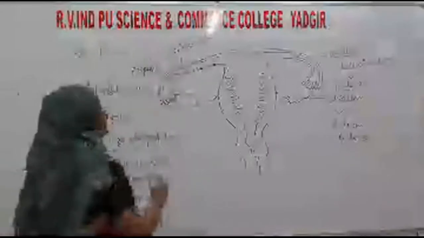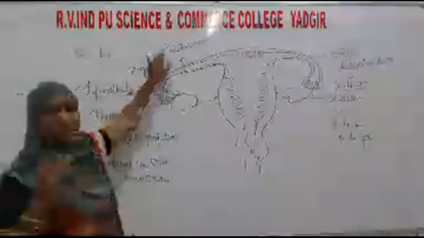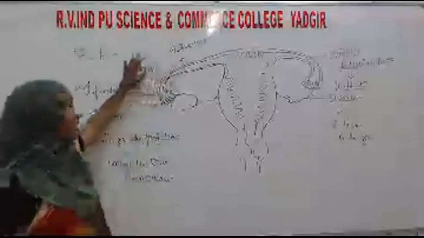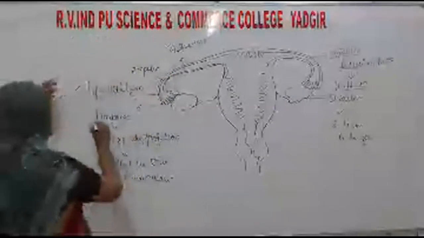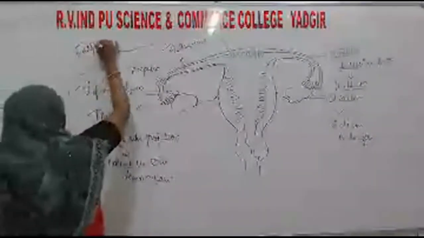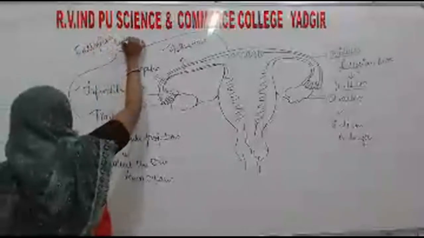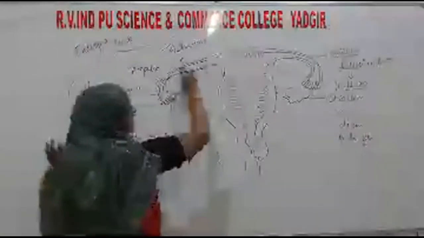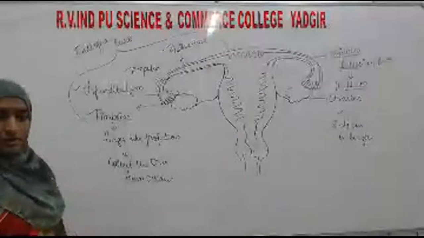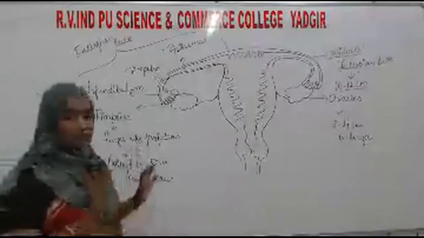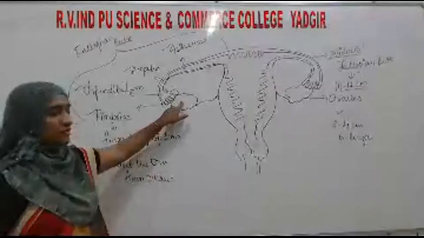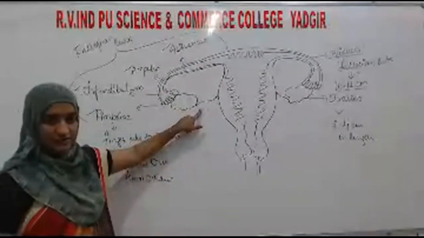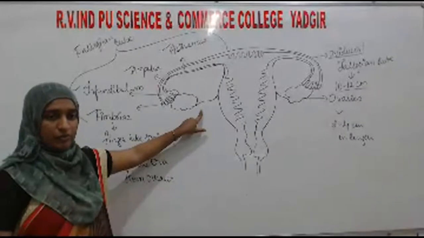So the fimbriae, infundibulum, ampulla and isthmus, these four parts are the parts of the fallopian tube, or else altogether they constitute the fallopian tube. Okay, this whole tube we can call the fallopian tube. Once again I will tell you, the ovaries are attached with ligaments to the uterus as well as to the pelvic wall.